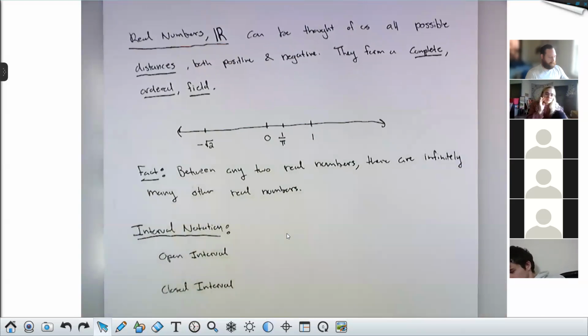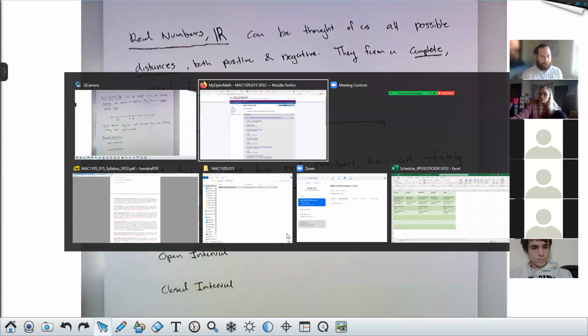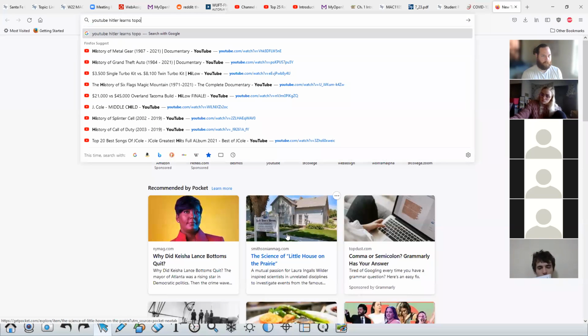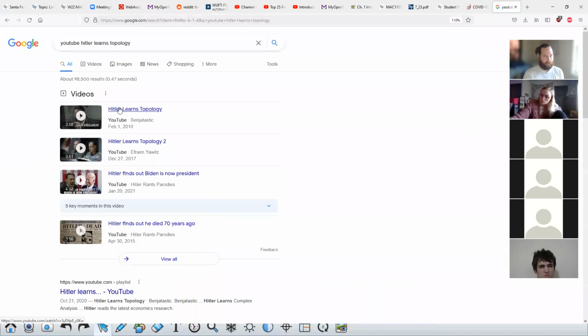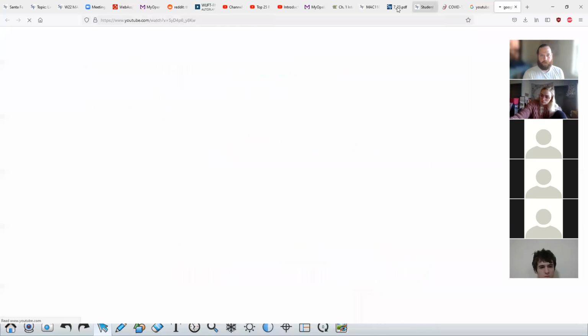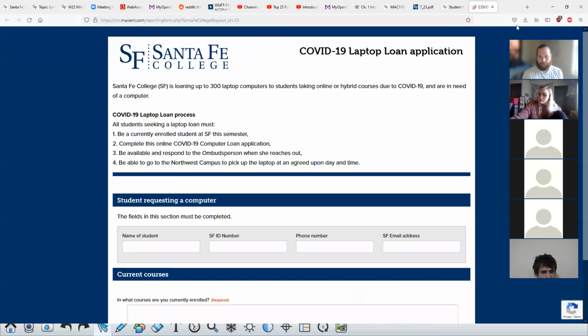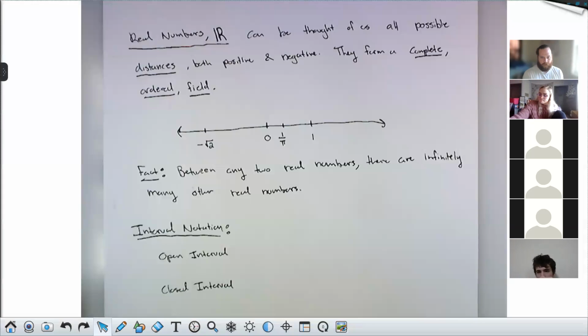I don't know if you guys have seen this. This is kind of a joke in bad taste, but I'd like to share it with you really quickly. I'm not going to play it right now, but open and closed are terms in mathematics that have very specific meanings. It's a part of the field of mathematics called topology. And there's this pretty hilarious video taken from a famous movie in the early 2000s called Hitler Learns Topology. Pretty funny stuff.